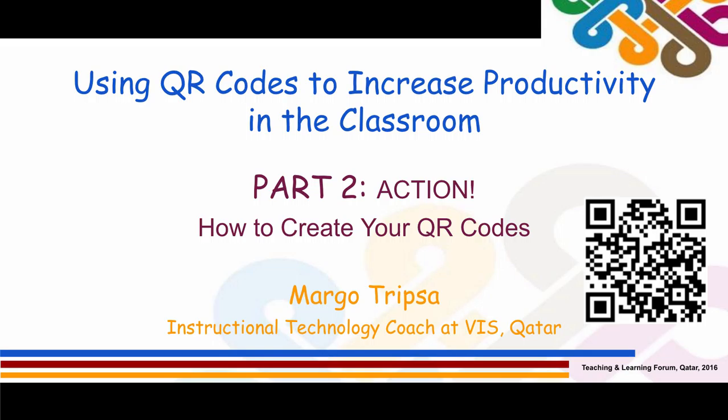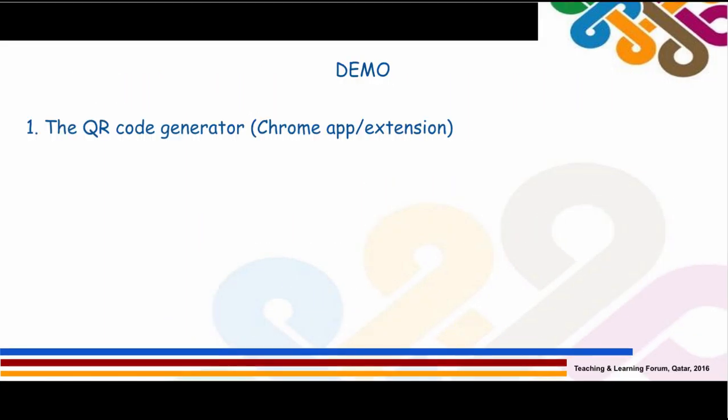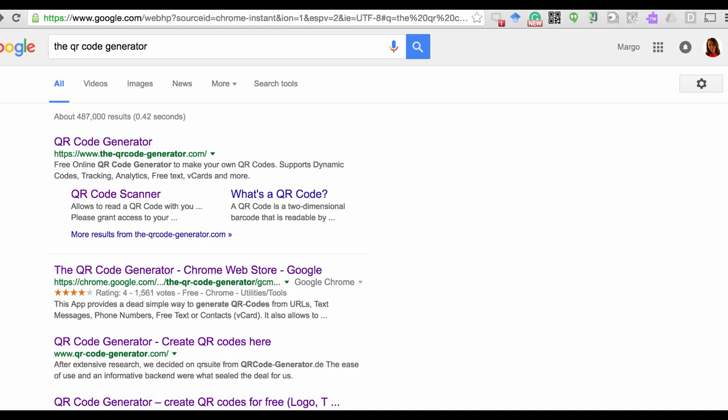In this second part, I am going to show you how to create your QR codes, regular QR codes, audio QR codes. I will also show you how to create a fancy scannable business card using a QR app. First, I will share with you 3 apps for creating regular QR codes, and the first one is the QR code generator, which is a Chrome application.